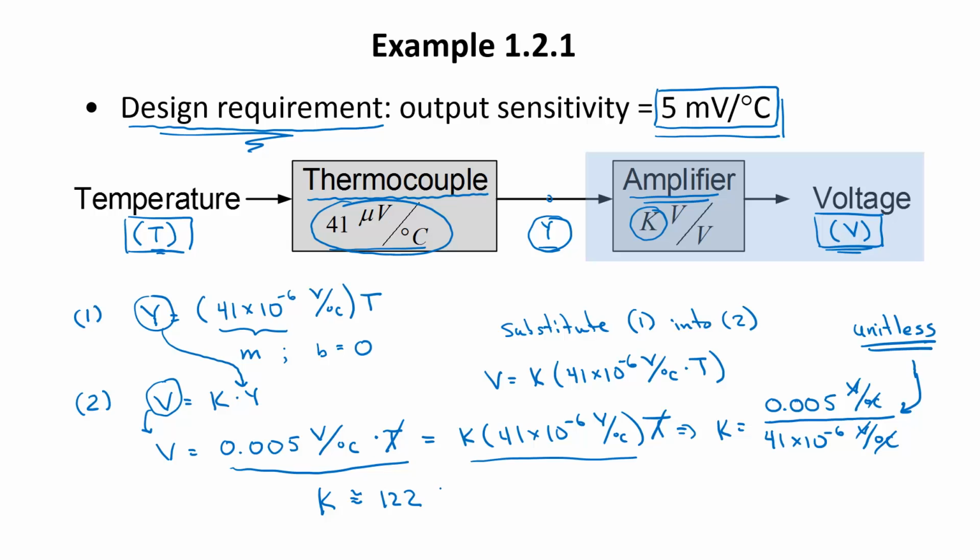It's typical, however, to give K units of volts per volt to indicate that the input to the amplifier is a voltage and the output is also a voltage. So there's the value of gain that gives us our sensitivity of 5 millivolts per degree centigrade.